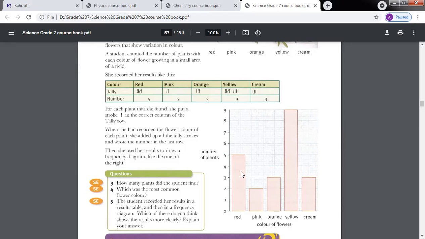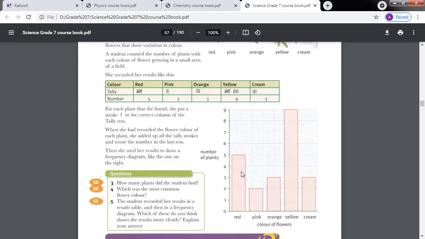Which flower is the most in this graph? That is yellow. And which flower is the least? That is pink. You can see clearly, quickly. Okay, which two flowers have the same value? That are orange and cream. We represent our data in graphical form to check quickly which is the most, which is the least, what is the variation from one to another. Okay, these different things we can see quickly.